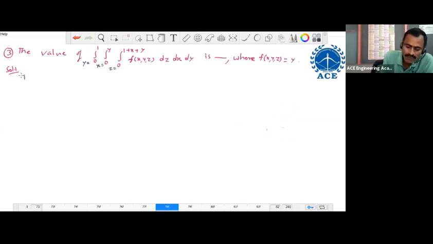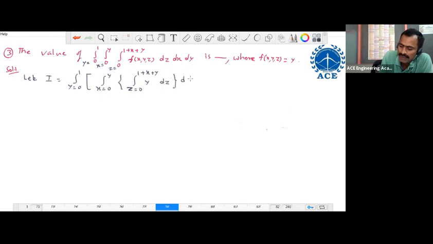Now we are at the order of integration. Let I equal to integral y equal to 0 to 1. Inside this, integral x equal to 0 to y, integral z equal to 0 to 1 plus x plus y, f of x, y, z is y, dz, dx, and then dy.